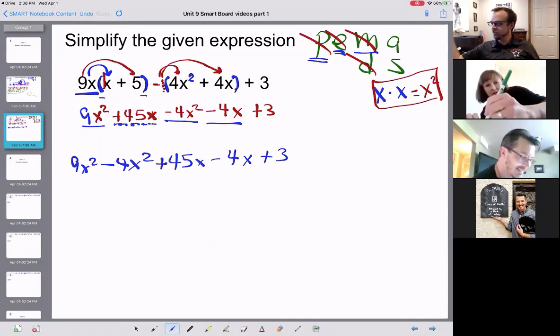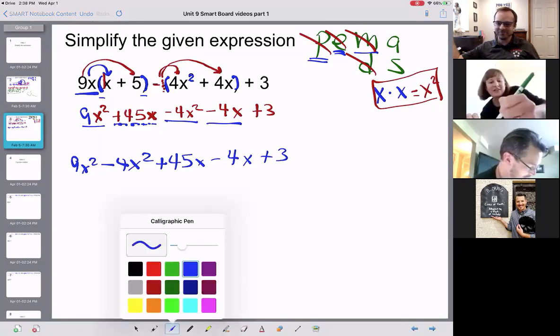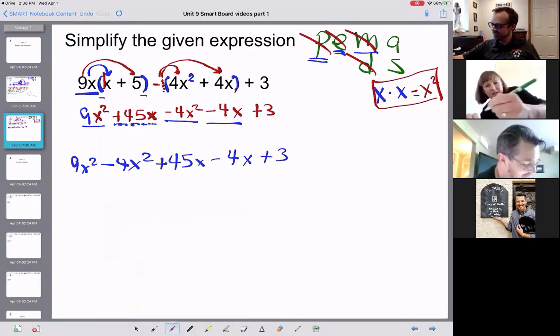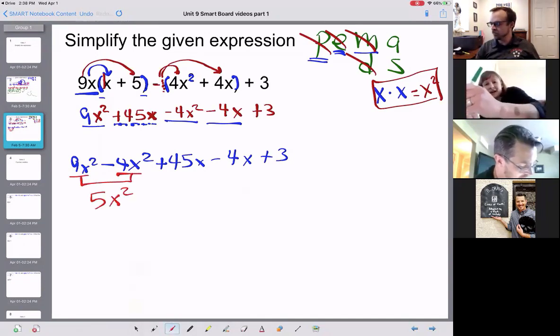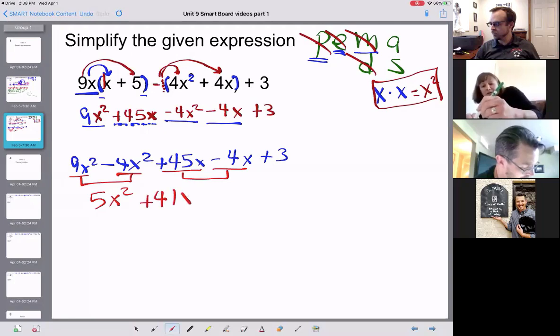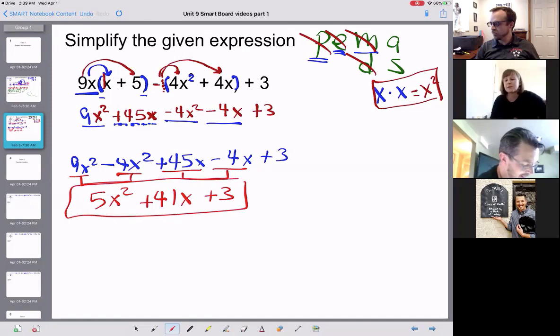Time to combine. We have 9x squared minus 4x squared. That'll give us 5x squared. Our 45x minus 4x will give us 41x. We'll do 5x squared plus 41x plus our 3, our constant with no like term. Our final answer, 5x squared plus 41x plus 3, is simplest form.